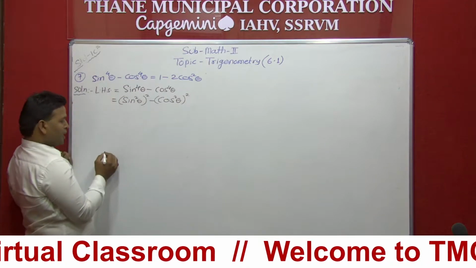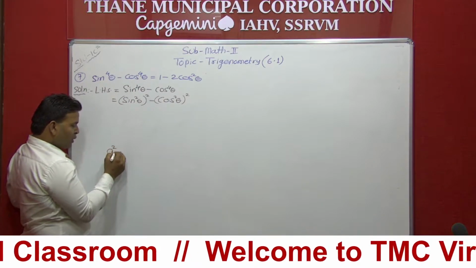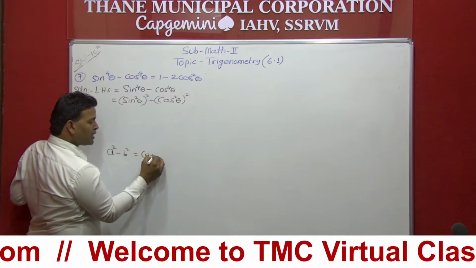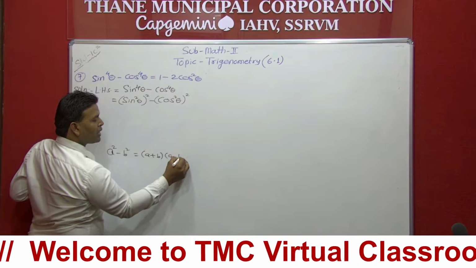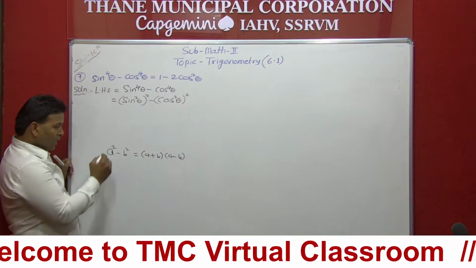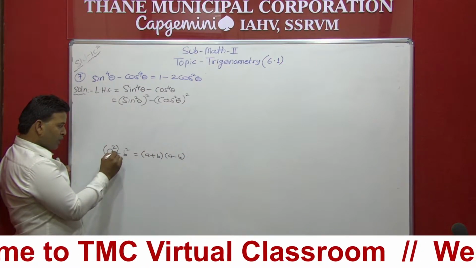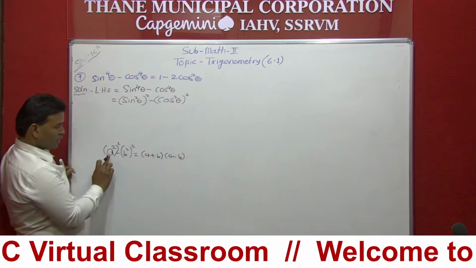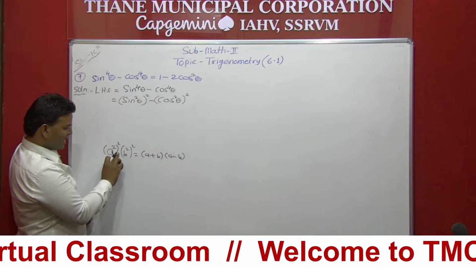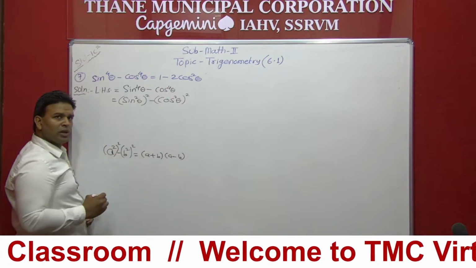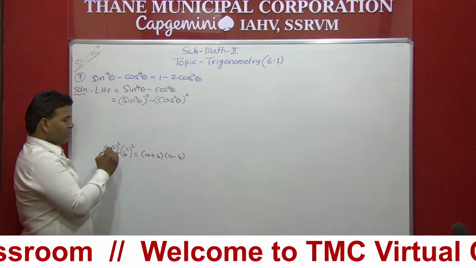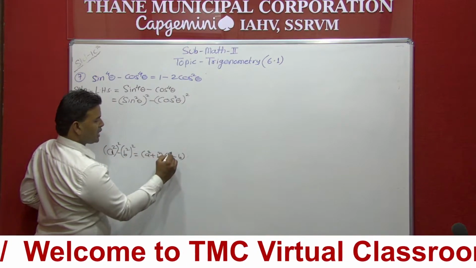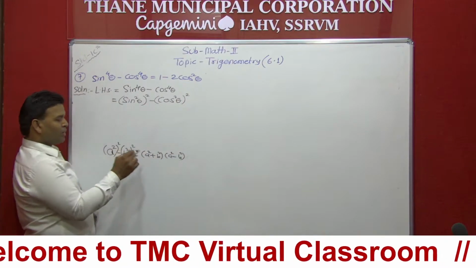Now let us see this one. As we know, a square minus b square will give us a plus b and a minus b. If I take this one as a whole square and this one as a whole square, and the middle sign is minus only. So what happened here? This is going to be a square as it is, b square as it is, and the formula will become like that.